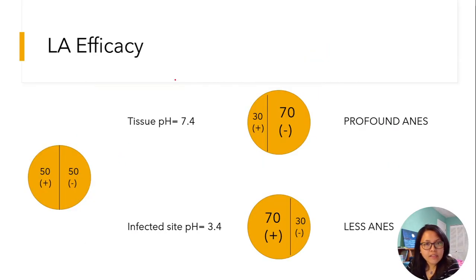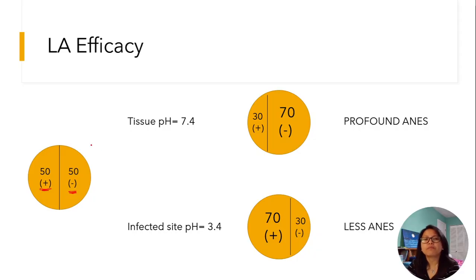Now, the local anesthetic efficacy, this is what I've been saying earlier regarding your local anesthetics. We said that local anesthetics have a mix of charged and uncharged molecules. Okay, so this is your local anesthetic. This is the ideal concentration of the local anesthetic: 50% that's charged and 50% that is uncharged.